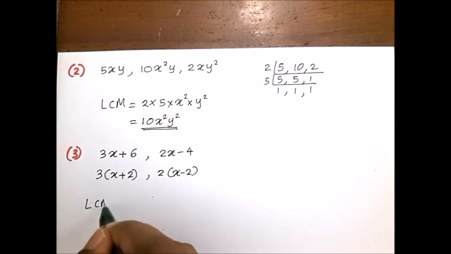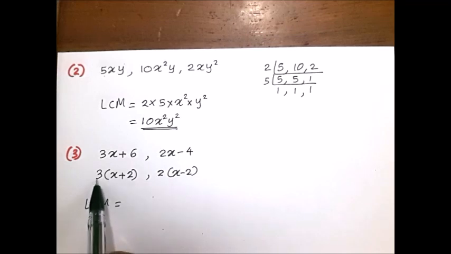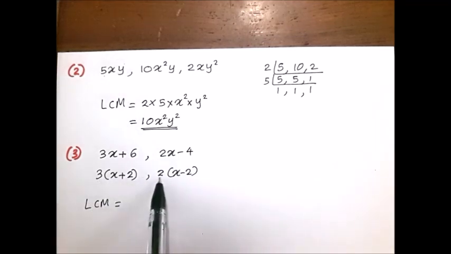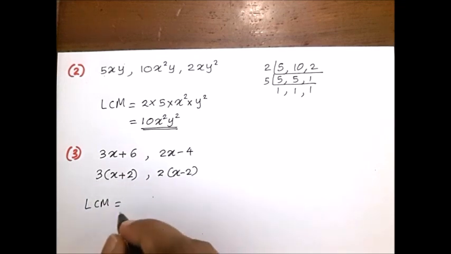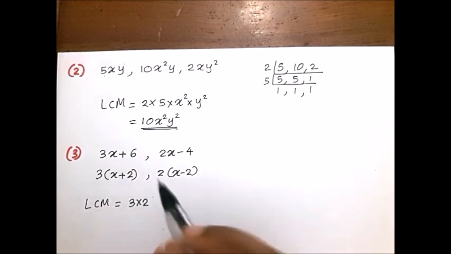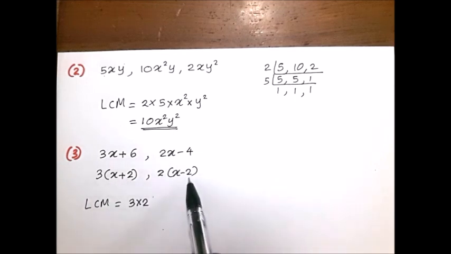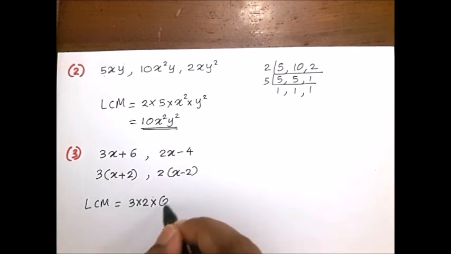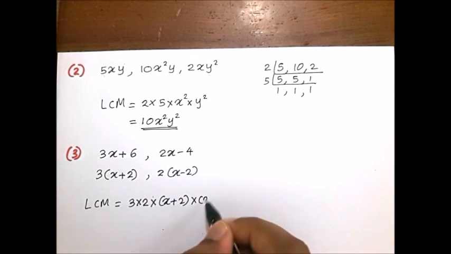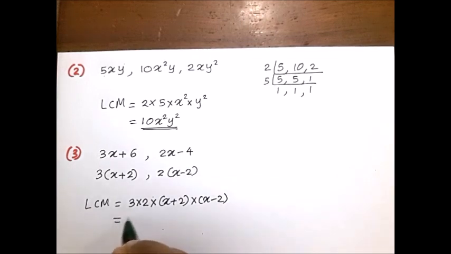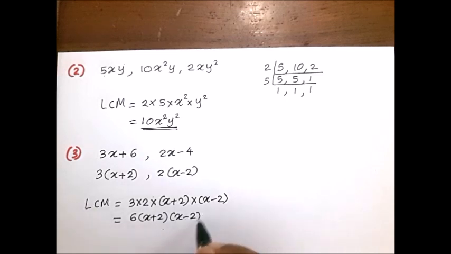Now you can write the LCM. Here 3 and 2 are both prime numbers. So multiply these two to obtain the LCM. 3 multiplied by 2. x plus 2 and x minus 2 are different binomial expressions. So you have to take both. The LCM is 6 multiplied by x plus 2 multiplied by x minus 2.